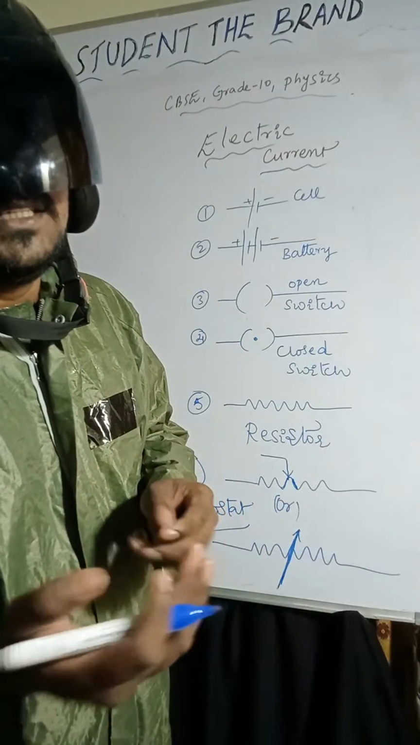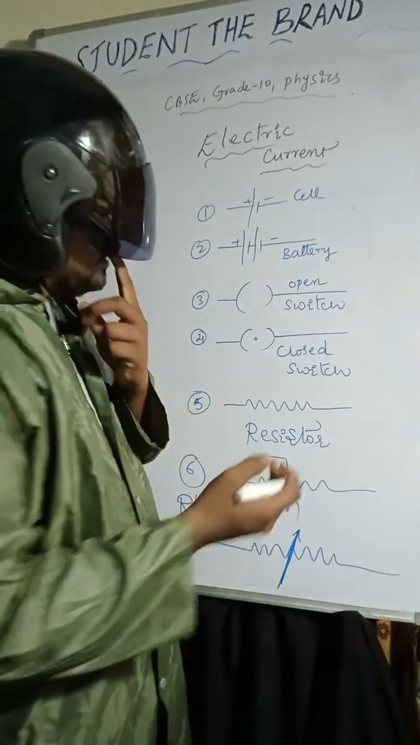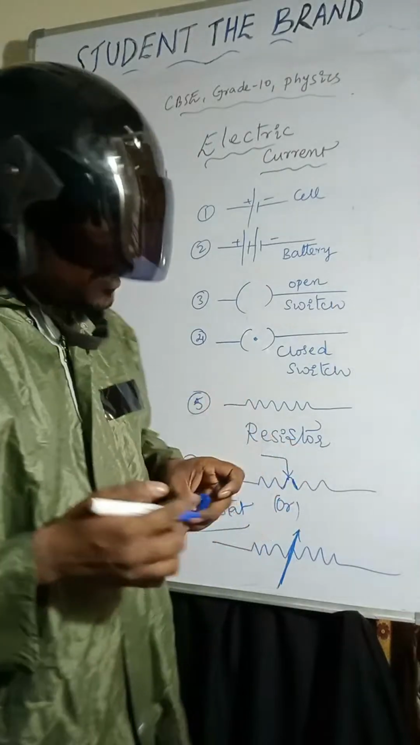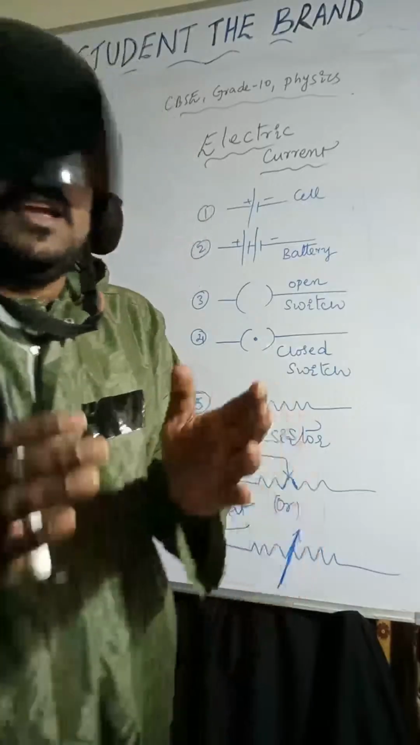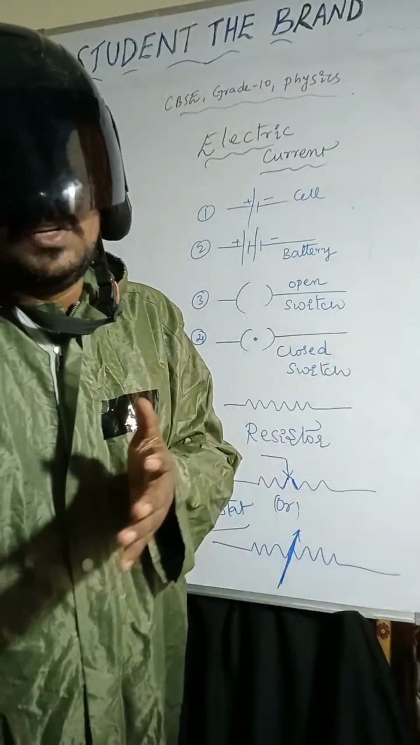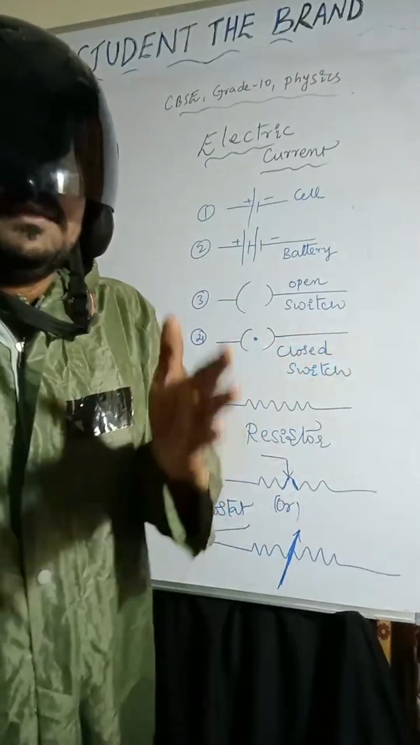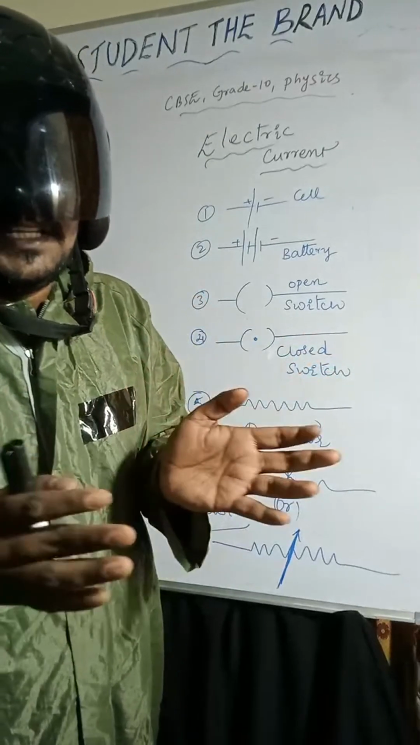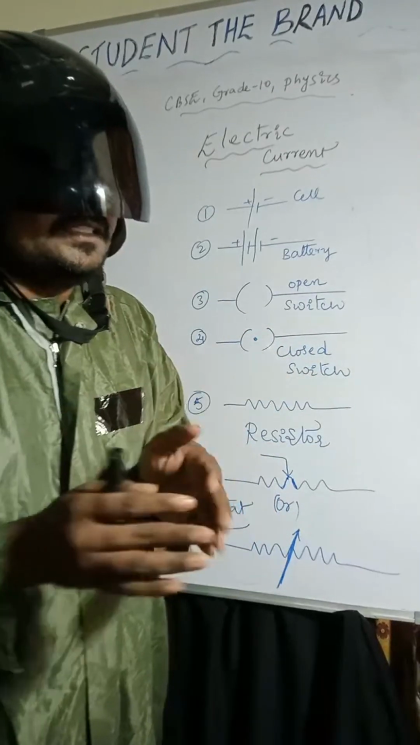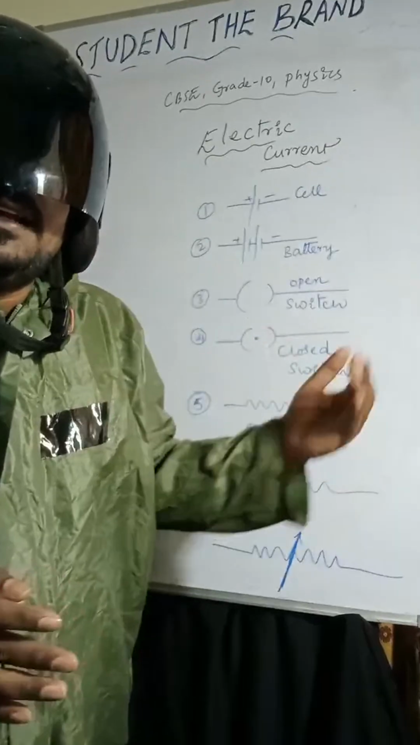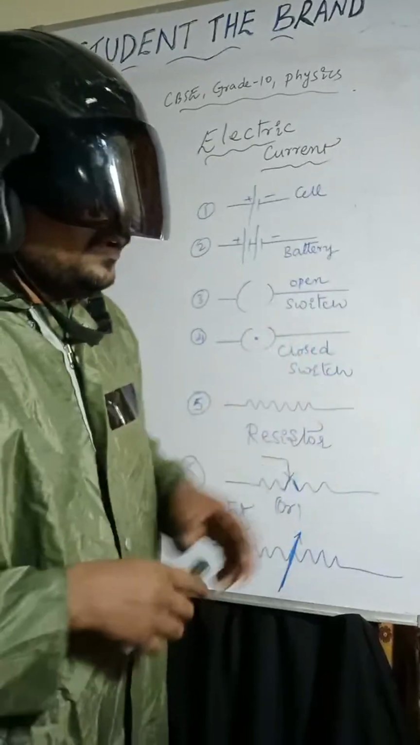A resistor is a device which is used to oppose electric current. A rheostat is the device which is used to regulate the current without changing the voltage source.